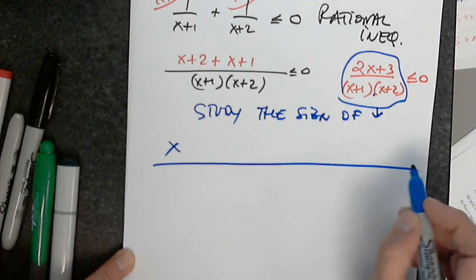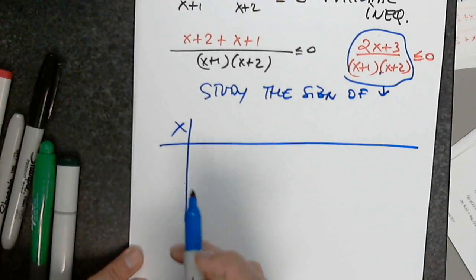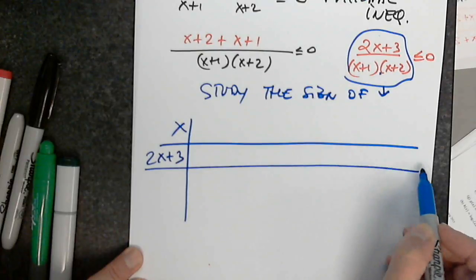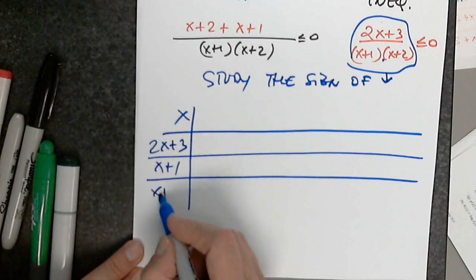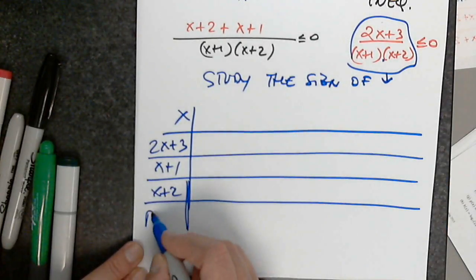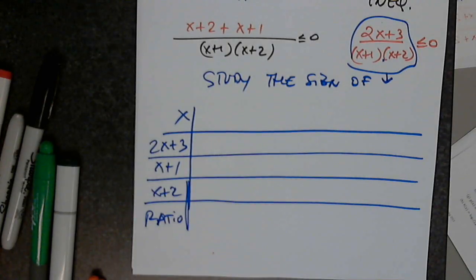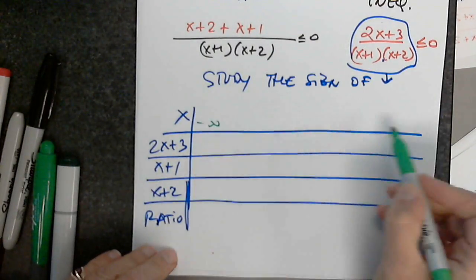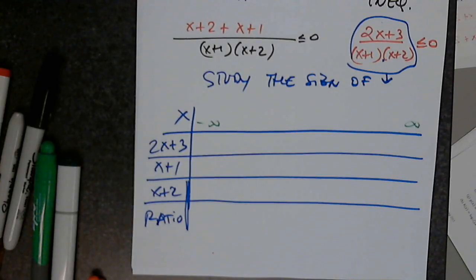So what numbers go in the chart? I know the factors that go in the chart. Which factors go in the chart? 2x plus 3, x plus 1, x plus 2. Yes. And what is the last one? The ratio in this case, because this is what I'm interested in. Perfect. Now I'm asking myself what? What zeros? Exactly. Which numbers make each factor 0, and they have to be in ascending order? So, okay, which numbers?